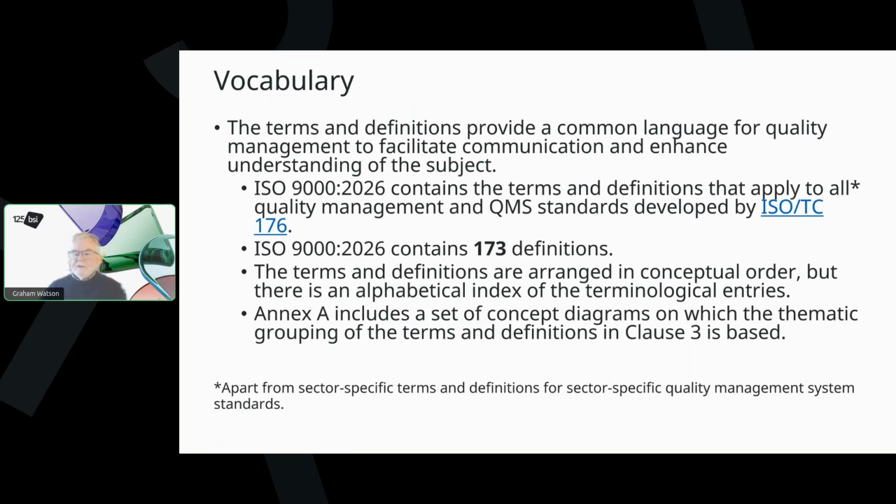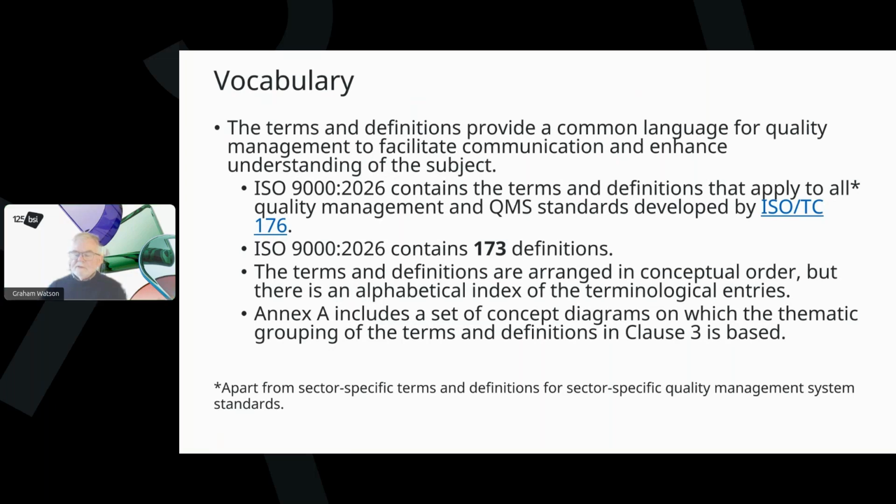But it's not just applicable to ISO 9001. 9000 contains the terms and definitions that apply to all quality management and quality management system standards developed by ISO TC 176. In total, 173 terms and definitions. They are arranged in conceptual order, but there's also an alphabetical index of the terminological entries.